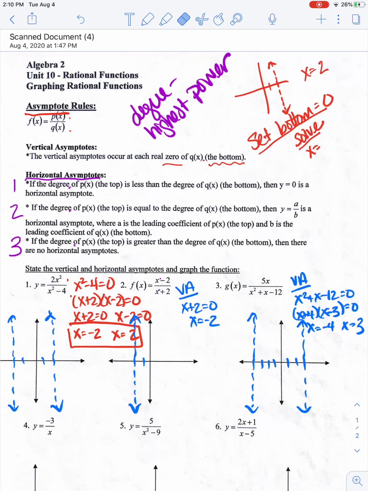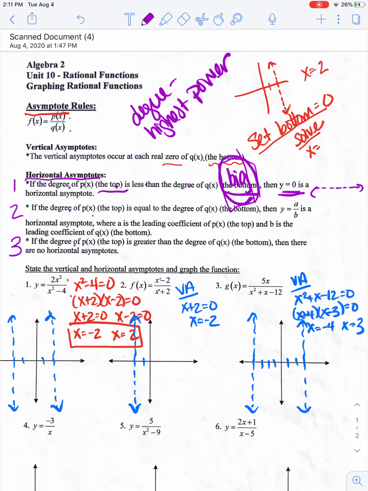So remember, P of X is the top and Q of X is the bottom. So it says if the degree of the top is less than the degree of the bottom, in other words, the bottom is bigger, then y equals 0. And y equals 0 is going to be a horizontal line at 0. So remember, x equals is a vertical line, y equals is a horizontal line. So if the bottom is bigger, then it's y equals 0 every time, all day long.